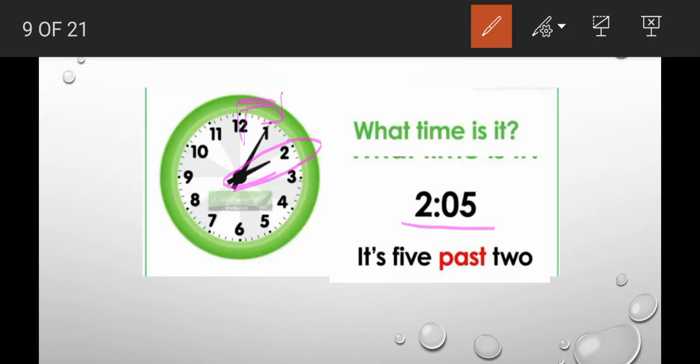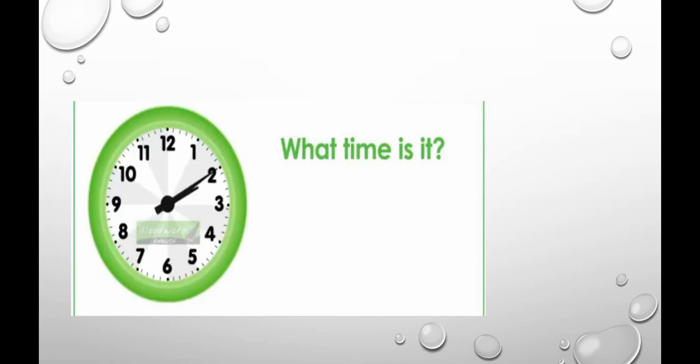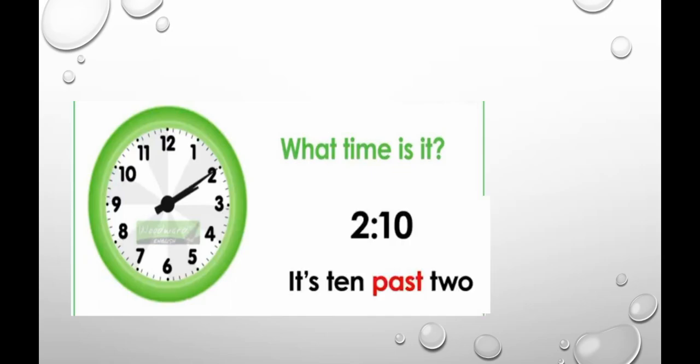That means it has completed 2 hours. After 2 o'clock, how many minutes are over? 5 minutes are over. That means 5 past 2. After 2 o'clock, 5 minutes over. Okay, so it is 5 past 2. Now, what is the same thing? 2:10 or 10 past 2. That means after 2 o'clock, 10 minutes. So, 10 minutes past 2 or 10 past 2.